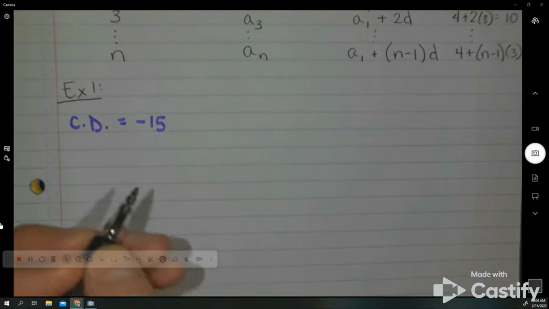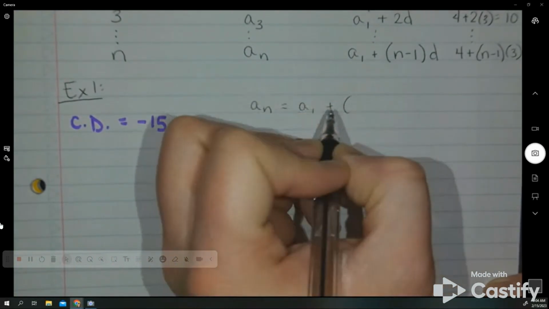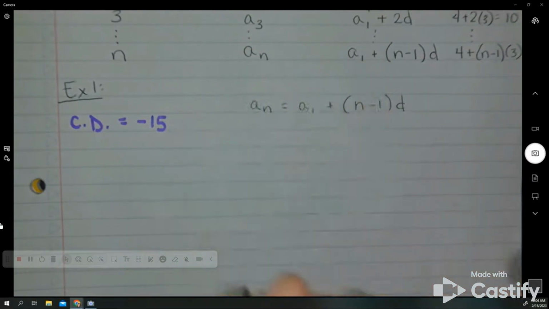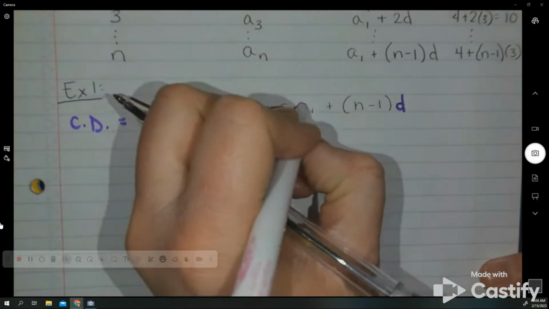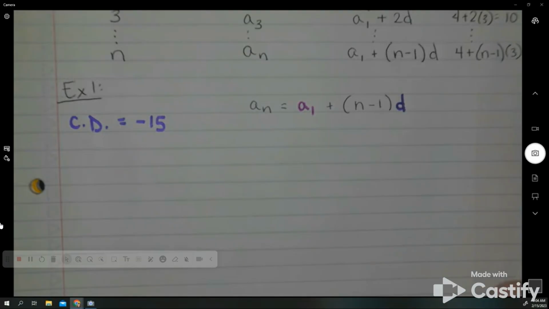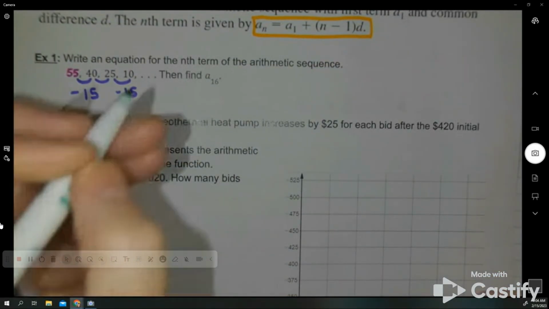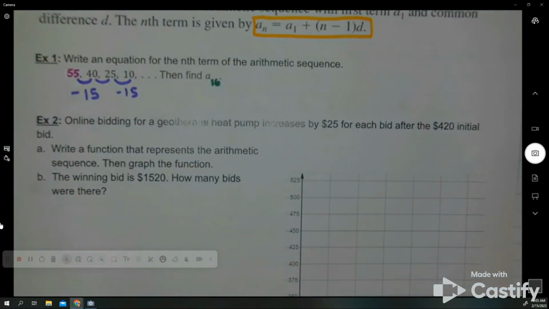So let's write down our generic format first. We have A of n equals A of 1 plus, in parentheses, n minus 1 times our common difference. We know our common difference, we just used purple, so I'm going to highlight that. And on the chart, we substituted A of 1, I highlighted it with that pink color, just to keep us on track. They want us to find the 16th term in this sequence. So A of 16, we're going to use that term to figure it out.